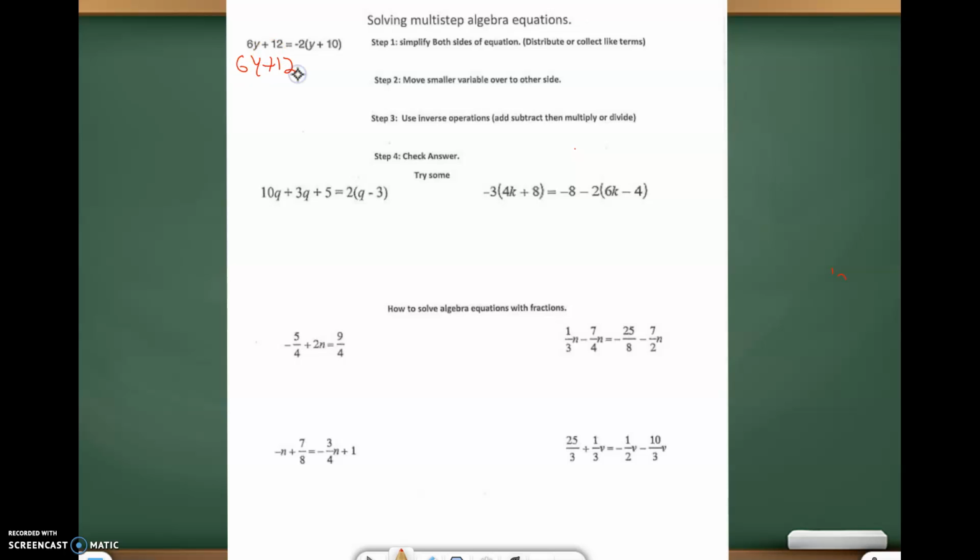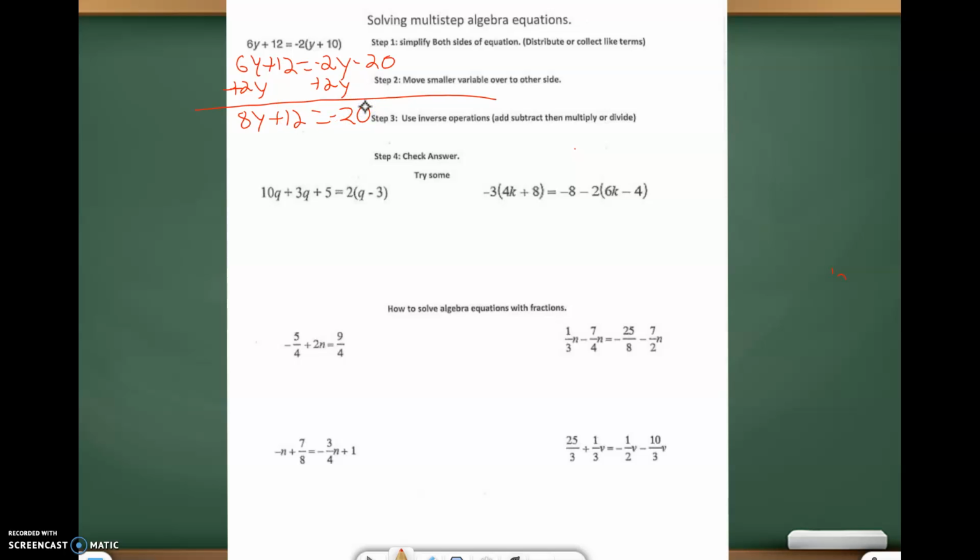So what I'm going to do is distribute the -2. So -2 times 10 would be -20. You always take care of the distributing or collecting like terms. Then I'm going to move the smaller one over, okay, by adding 2y. So it's going to be 8y plus 12 equals -20.